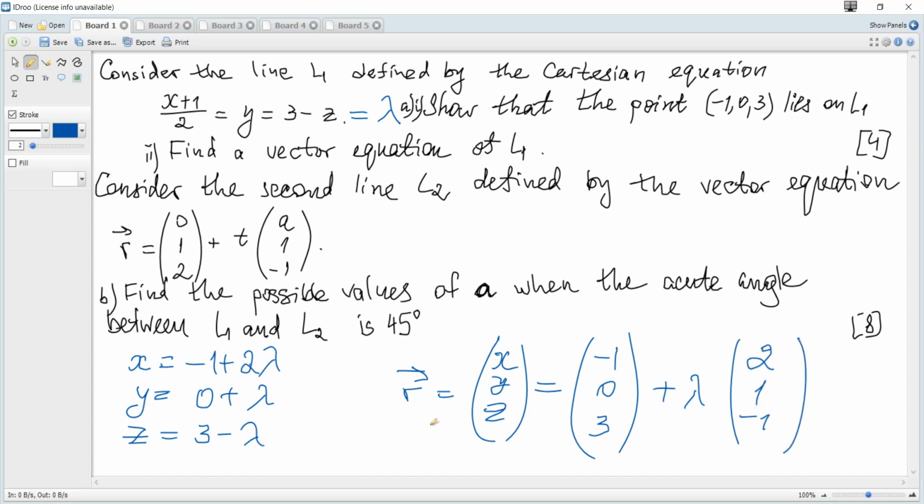And you can see that if the question is to get the Cartesian equation from the vector equation, you just need to rewrite it: x is, y is, z is, and just solve for lambda in each equation.